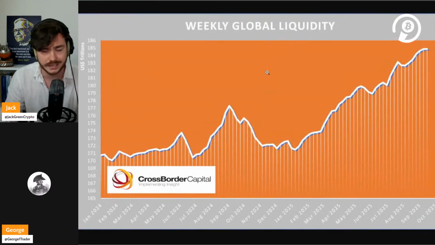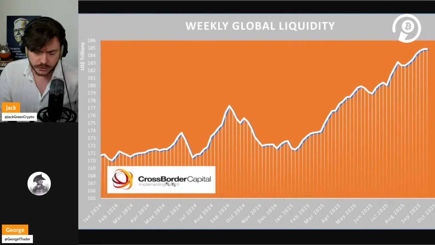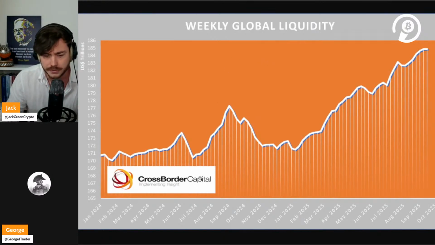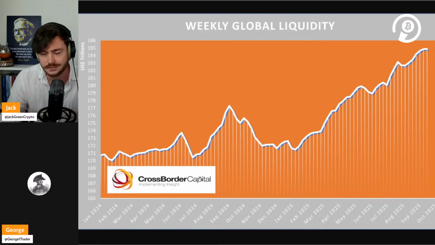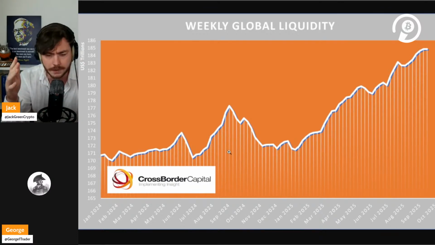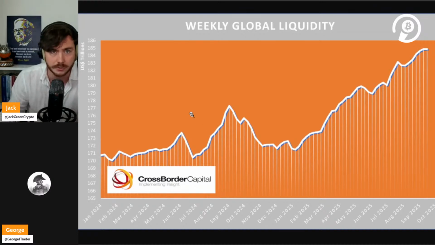Here is the weekly global liquidity chart. All the data is from Cross-Border Capital, from Michael Howell. And why is that? Well, he's the founder of global liquidity, and this is just the best data. When you look on X or on YouTube or wherever, a lot of analysts don't use the correct data. Global liquidity from Michael Howell has all the correct data, and it's much, much better than all the other charts you see on X or wherever.